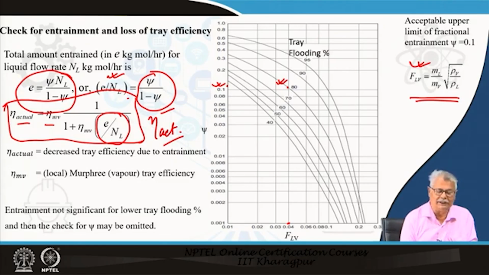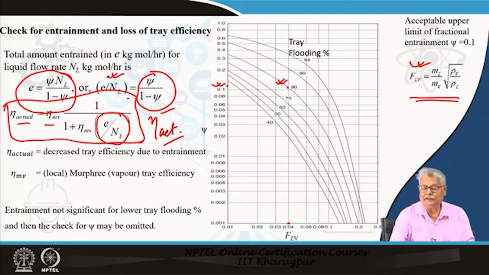It is obvious, and we need not emphasize, that with increasing psi, the efficiency fall will be more. When will the efficiency fall be more? When will you have a higher value of psi? When you have a lower value of FLV. When will you have a lower value of FLV? When you have a lower L and high MV. It is obvious that with a higher vapor flow rate, the chance of liquid being blown off is more. So, that is why you can relate and you can interpret the results that you will be getting from here.